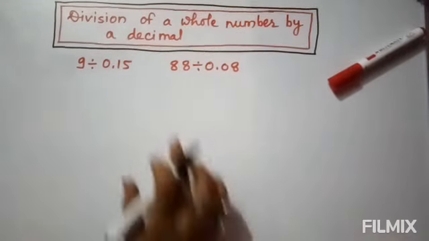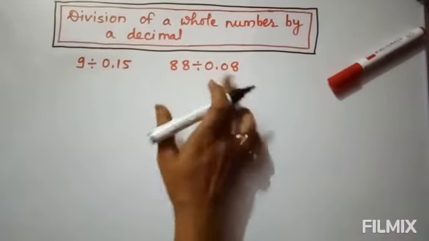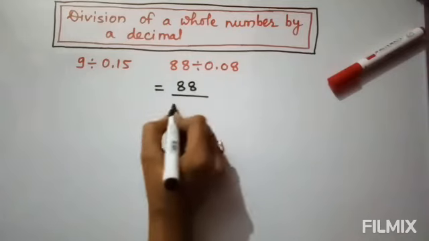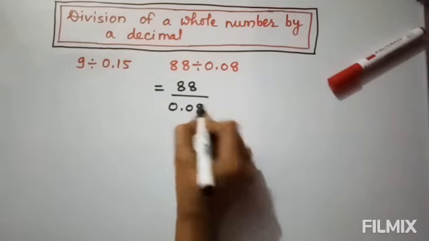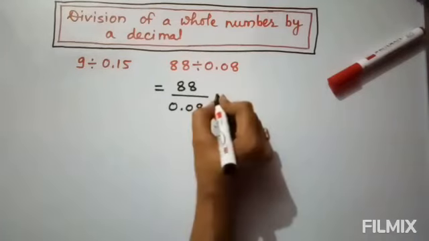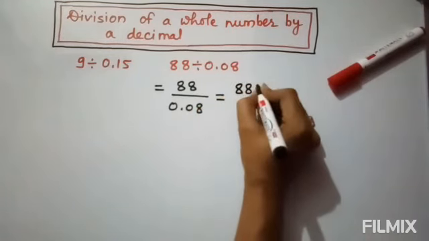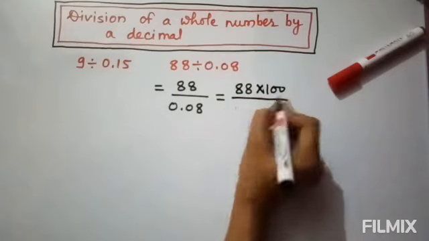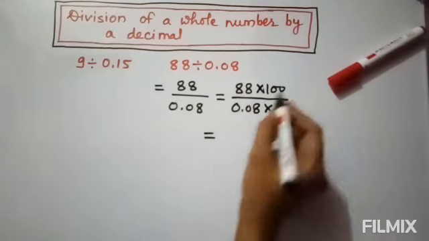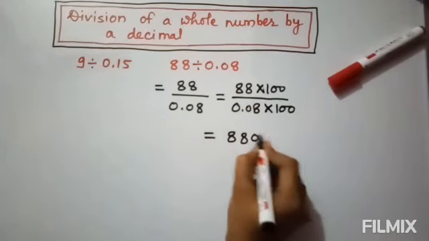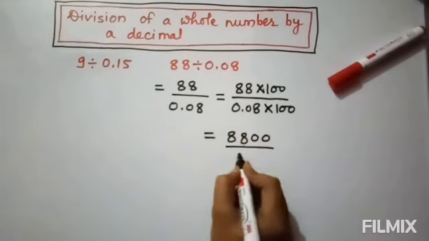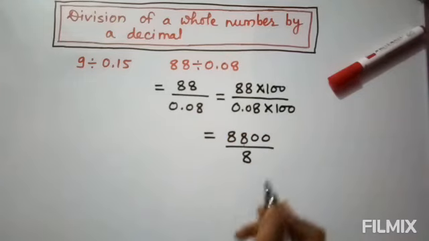Now let's solve another question, which is 88 divided by 0.08. In this also, the dividend is a whole number and the divisor is in decimal form. Let's observe how many decimal places the divisor has. 2. So we will multiply the dividend and divisor by 100 as usual to convert into a whole number. 88 multiplied by 100 changes into 8800 upon 0.08 multiplied by 100, which converts into the whole number 8.